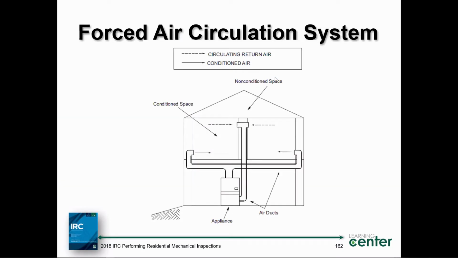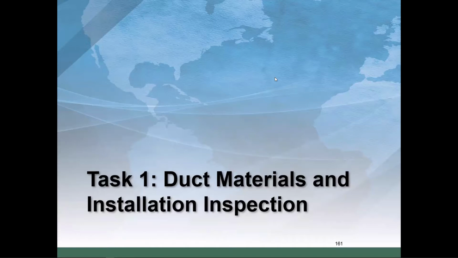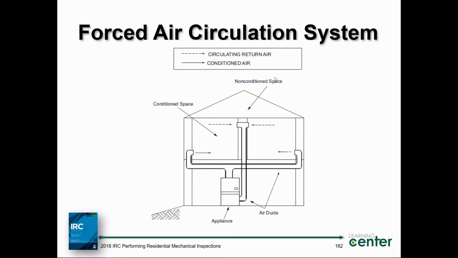All right, so if we look at chapter 16, this is where your duct materials are going to come from, and the installation for ducts. Take a look at this here. In an air distribution system, what I like about the mechanical code is it gives you materials and all the requirements, but it really doesn't give you a way to design the duct system.